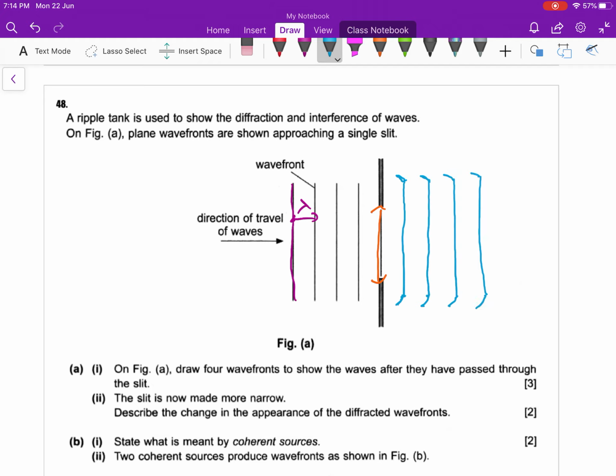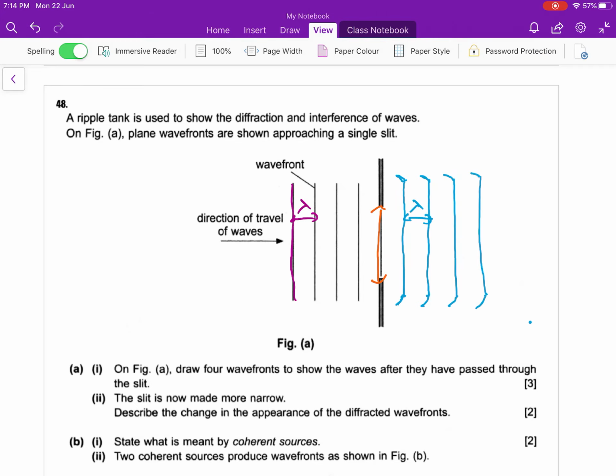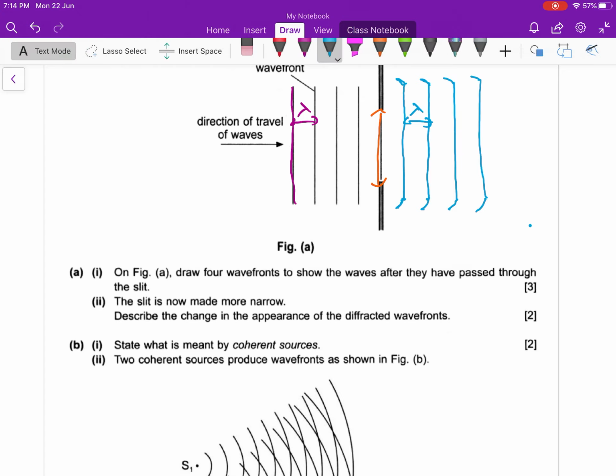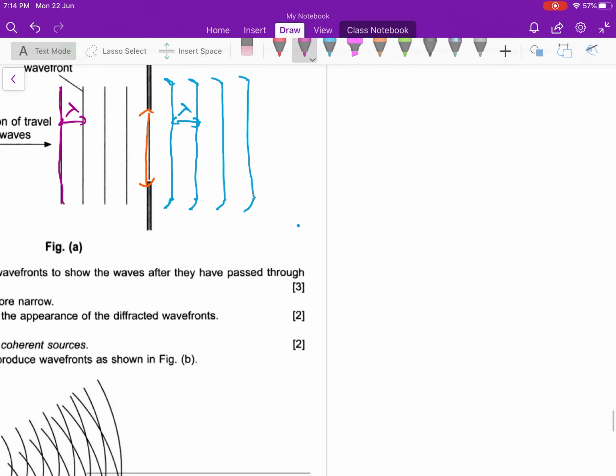Okay, so make sure 你的 wavelength 还是 remains the same. So the slit is now made more narrow. Describe the change in the appearance of the diffracted wavefronts. Okay, so 我们要怎么 describe? 我们会有 more significant diffraction, right? 这个是 part 2. Okay, more significant diffraction. 还有 maybe 因为是两分嘛, so 你 just make sure 你不要漏掉 anything.